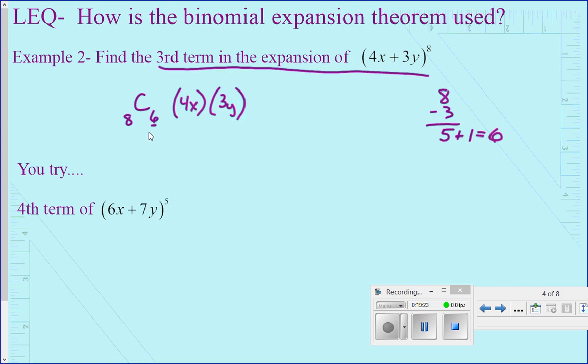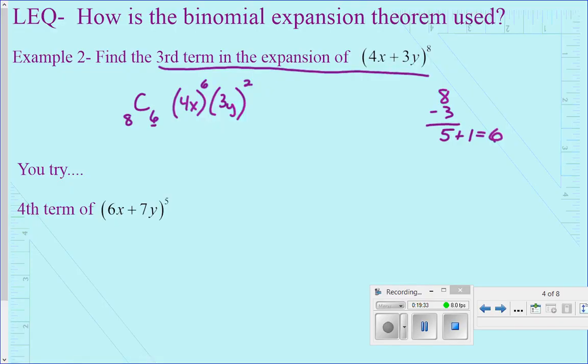That tells me not only my r, but it also tells me my first exponent. And remember, they have to total what we're expanding to, which is 8, which means this has to be a 2. So that's how you're going to go about that. So 8c6, I'm going to get that from the calculator. 8c6 is 28. And then I'm going to take 4 to the 6th in the calculator, and that's 4,096. I know that's going to be x to the 6th. And then 3 squared I know is 9, and y is going to be squared.